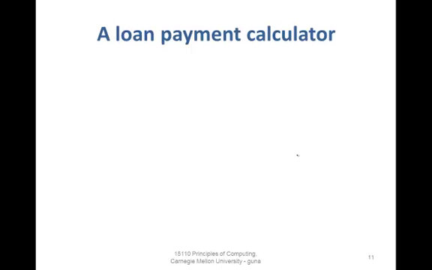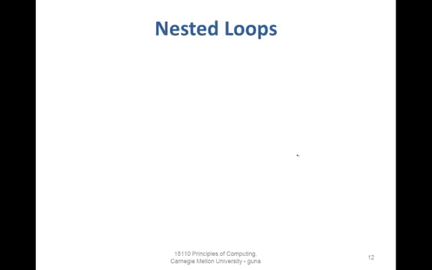So the next thing I want to do is to come up with a loan payment calculator, but I will do that in my code when I write the code. I want to talk about nested loops a little bit, the semantics of the nested loops.